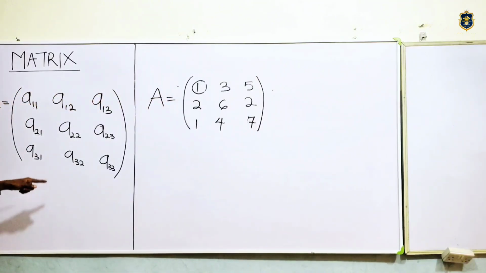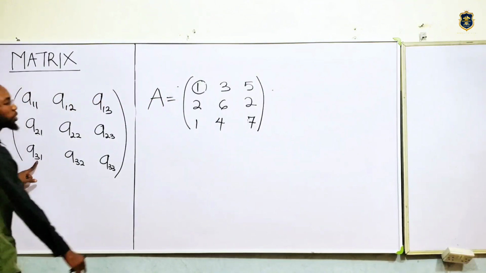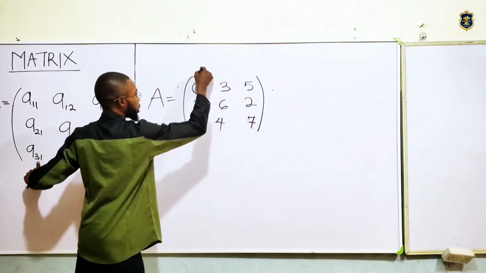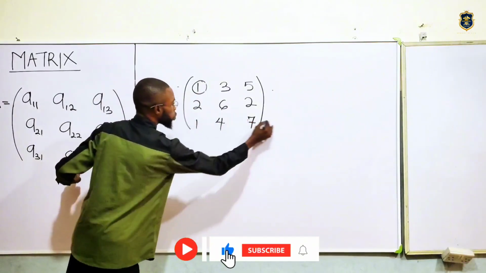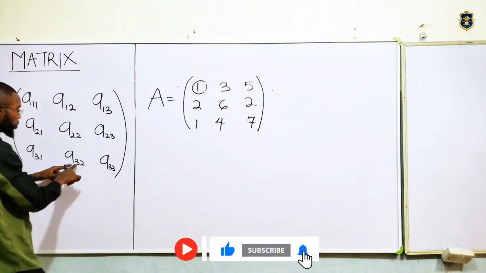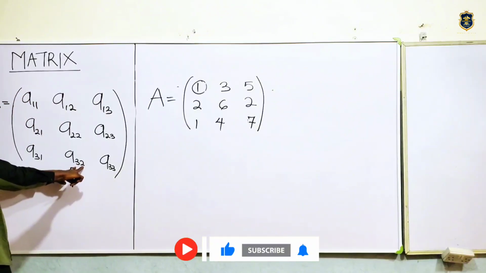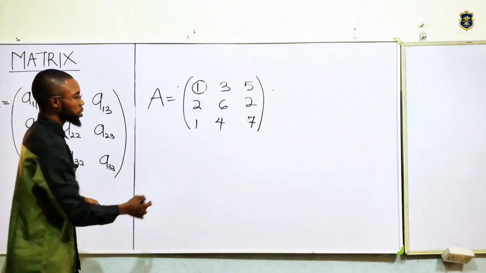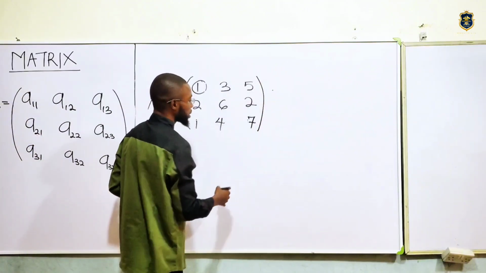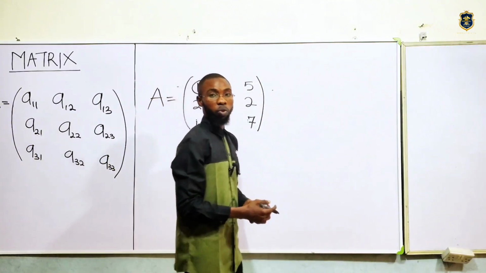What about number 1? Number 1 is A31, that is row 3 but in column 1. Are you getting it? A32 is in row 3 but column 2. That's what we are saying: row 3 column 2. And number 7 is A33, which is what? Row 3 column 3. That's how they are represented. The elements are represented by their row and column location.